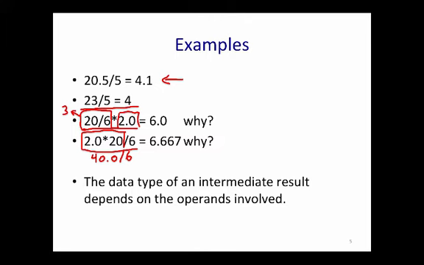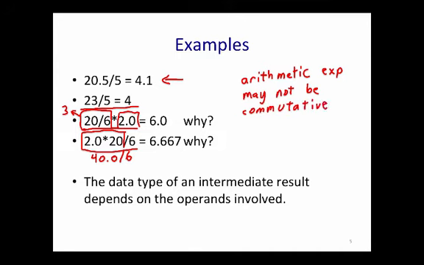So an important point here is that the order in which you present the operands matters. And because of mixed arithmetic, we can say that arithmetic expressions may not be commutative, as they are in your regular math arithmetic. So that's an important thing to keep in mind.